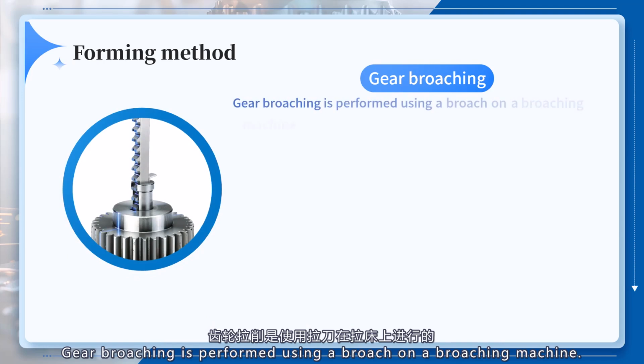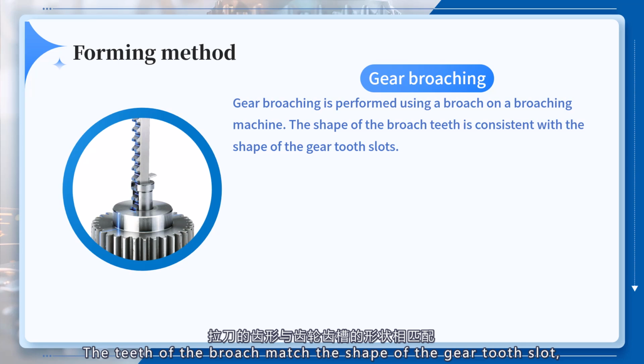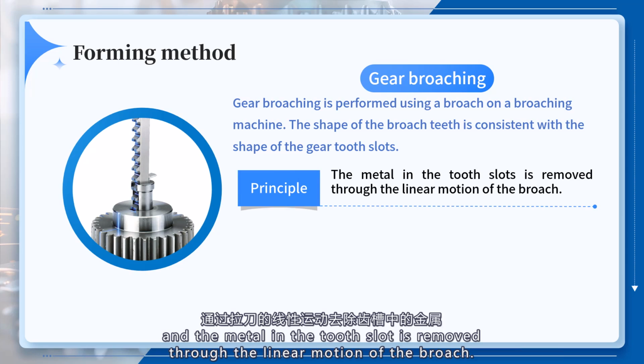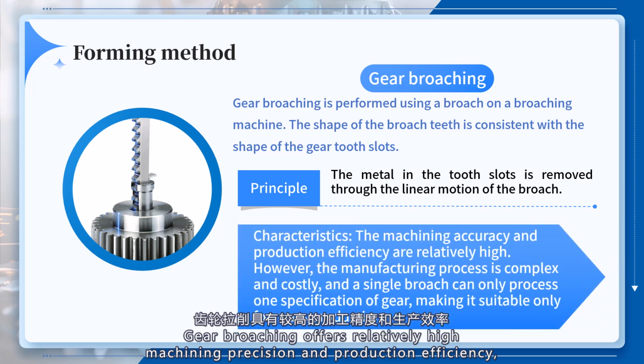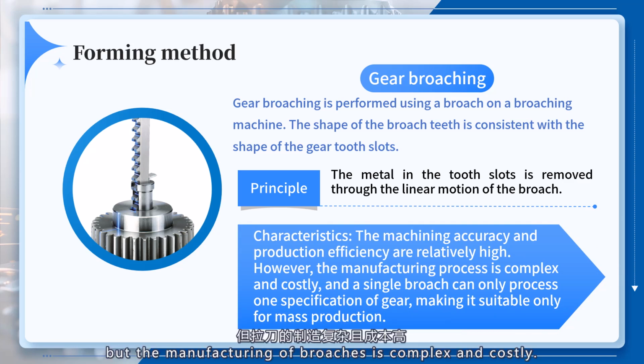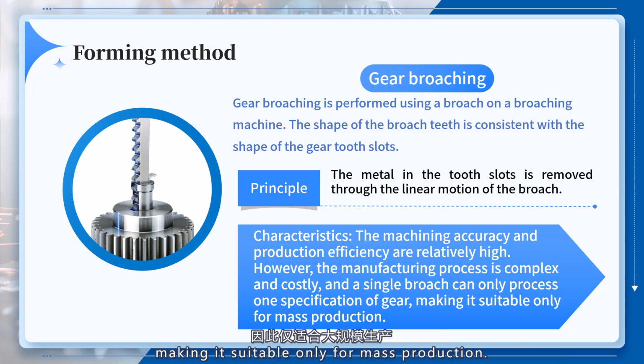Gear broaching is performed using a broach on a broaching machine. The teeth of the broach match the shape of the gear tooth slot, and the metal in the tooth slot is removed through the linear motion of the broach. Gear broaching offers relatively high machining precision and production efficiency, but the manufacturing of broaches is complex and costly. Additionally, a single broach can only machine one specific gear specification, making it suitable only for mass production.